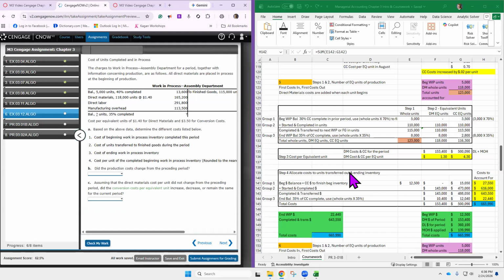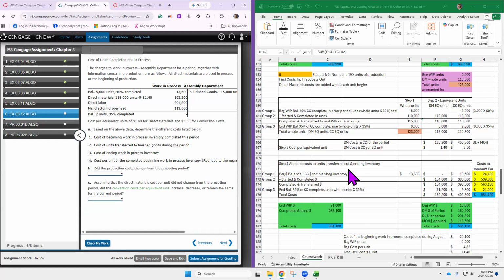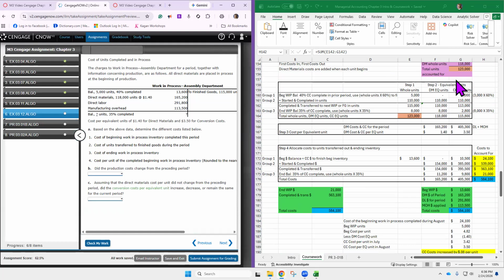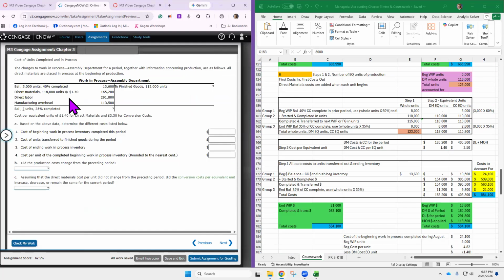We're on number 6 now. Okay, we're going to use the same strategy. This is first in, first out. The direct materials are added when each unit begins. So let's start with what we know about how many units we have in WIP. It looks like we have 5,000 units. And we brought in enough direct materials to make 118,000 units. So there is the total units to account for. So let's start with 5,000.